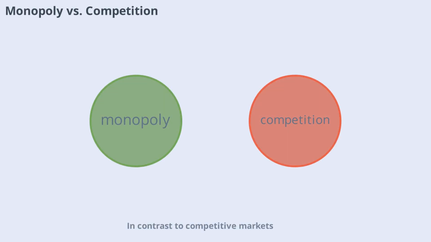In contrast to competitive markets, monopolies can restrict entry and maintain positive economic profits over time. This is because they control the market and can set prices above costs. The absence of free entry is what allows monopolies to persist and earn higher profits than competitive firms.